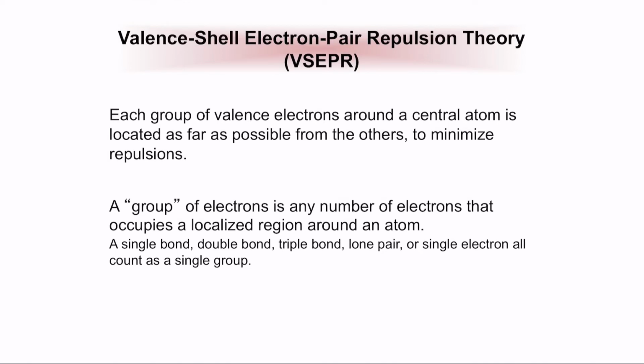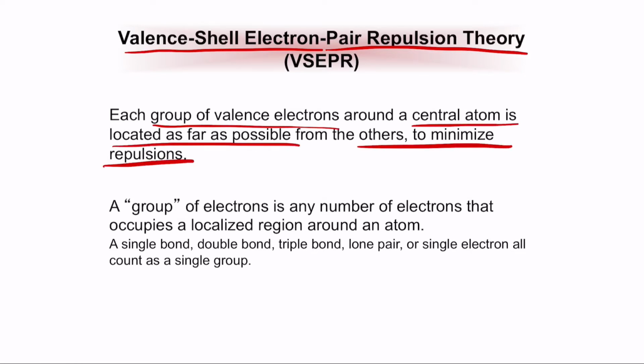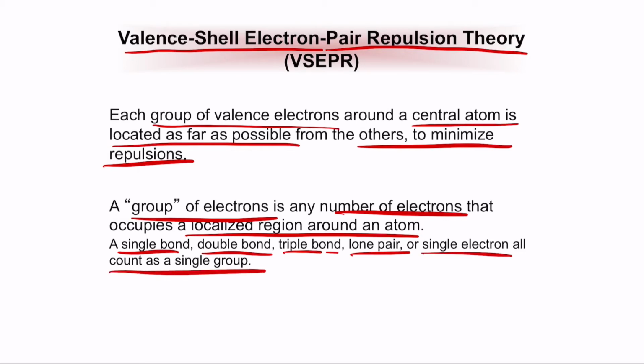Next, let's talk about the main theory, the valence shell electron pair repulsion theory. Each group of valence electrons around a central atom is always located as far as possible from the others to minimize repulsions. Remember that electrons repel each other because like charges always repel. So when you have two electron pairs that are closer together, they will always try to repel each other. A group of electrons is any number of electrons that occupies a localized region around an atom. This can be a single bond, a double bond, a triple bond, a lone pair, or a single electron. All of these can be counted as a single group.